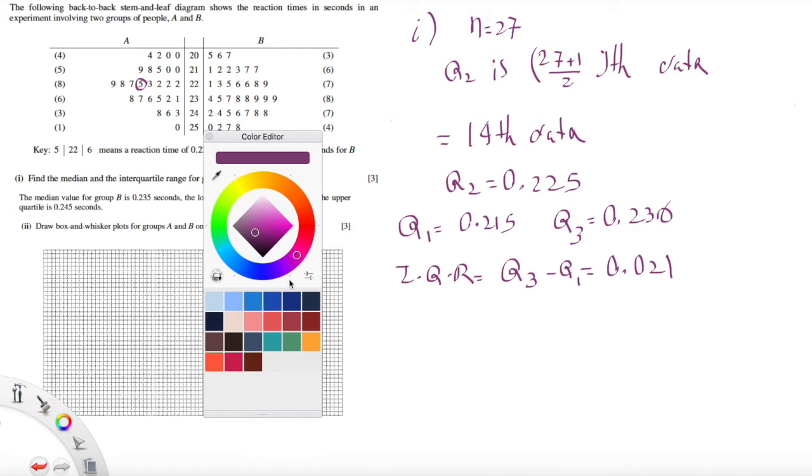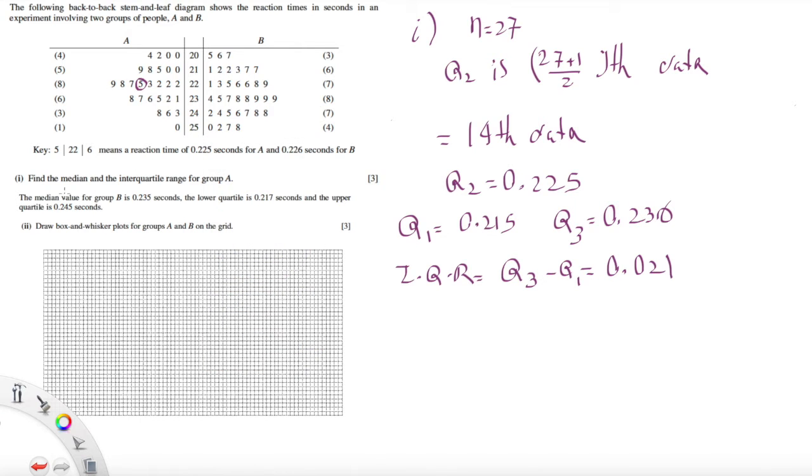Now, for the second part, it says the median value for group B is 0.235 seconds, the lower quartile is 0.217 seconds, and the upper quartile is 0.245. Draw the box and whisker plot for A and B on the grid. Now, in order to construct a box and whisker plot, you need to have these items: minimum, lower quartile, median, upper quartile, and maximum.